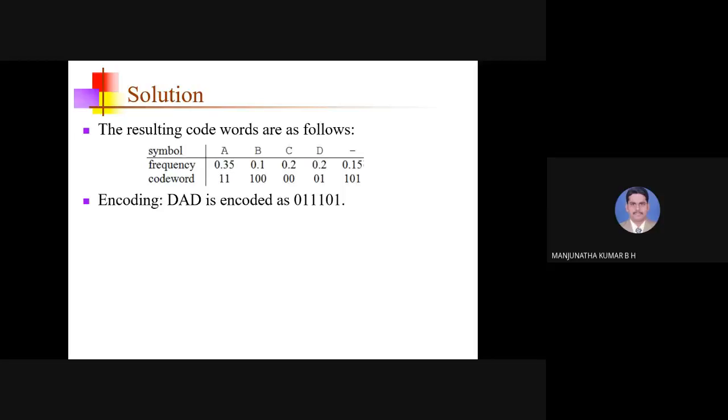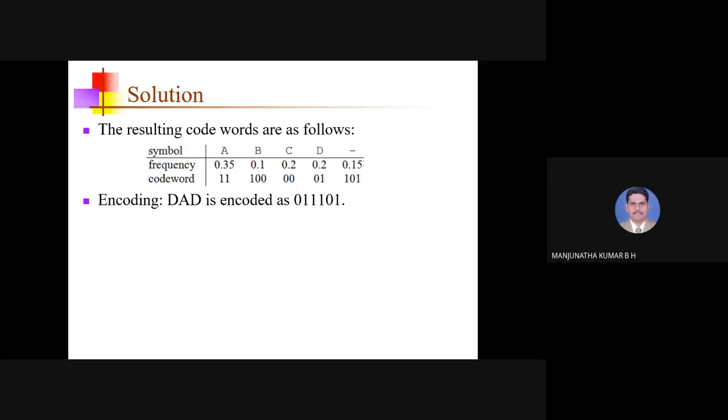Next letter is A. What is the code for A? Write 11. And the next character is D, and what is its code? 01. Okay, it's over. Three characters, and I got the encoded data as 011101.